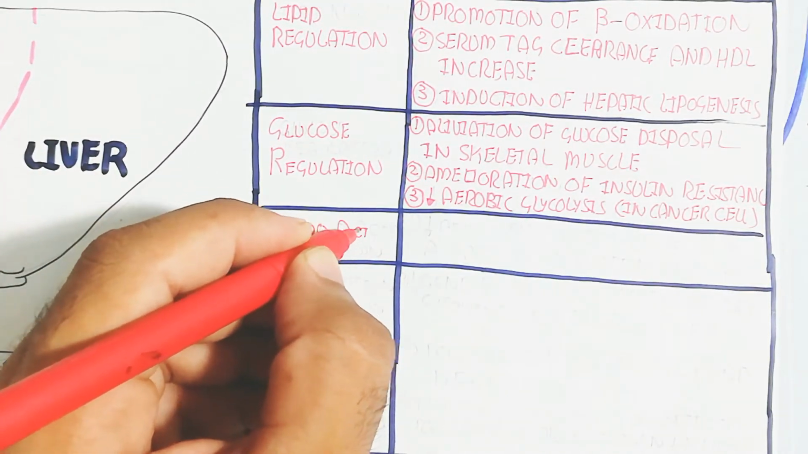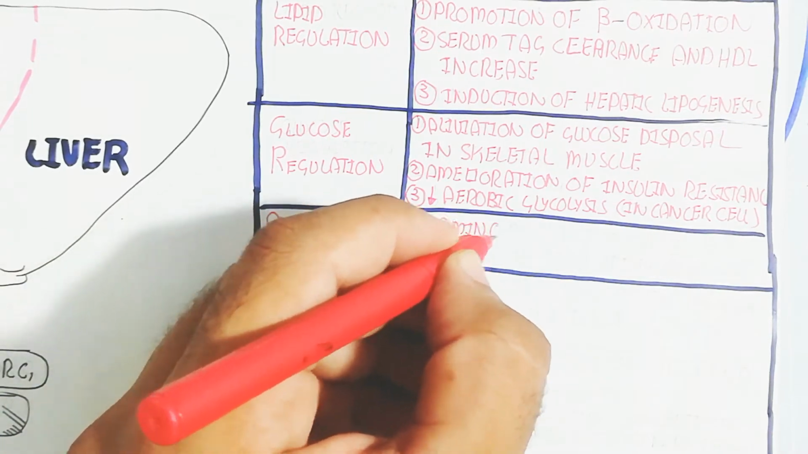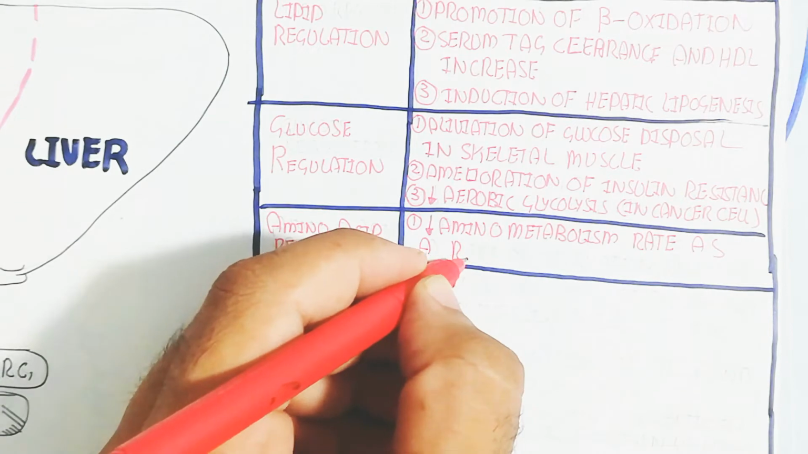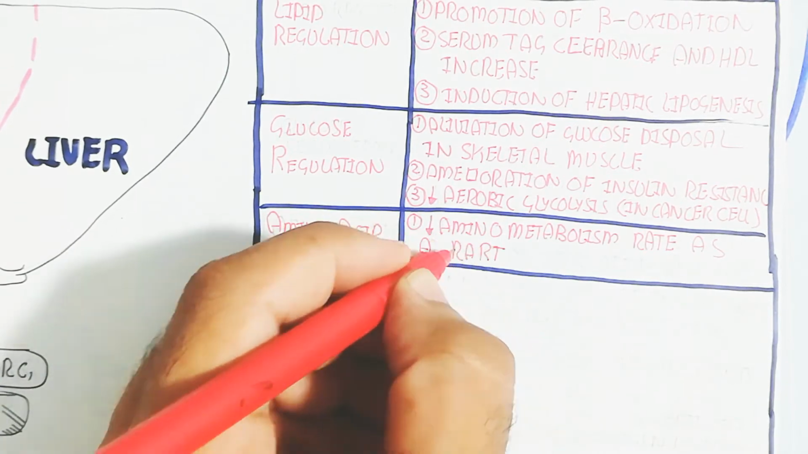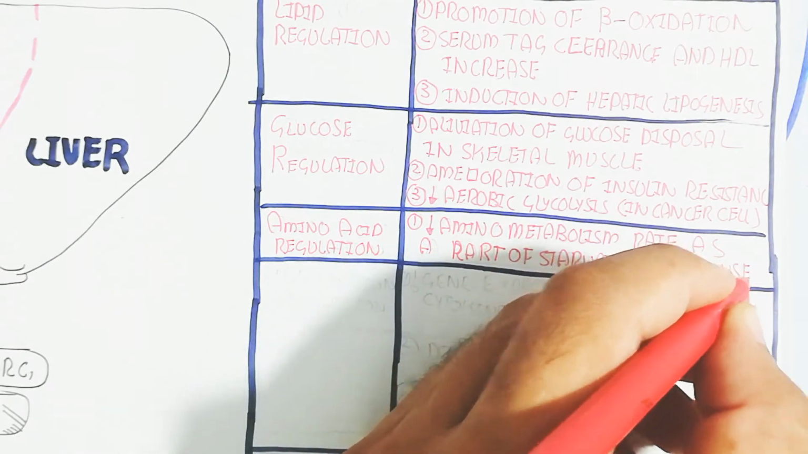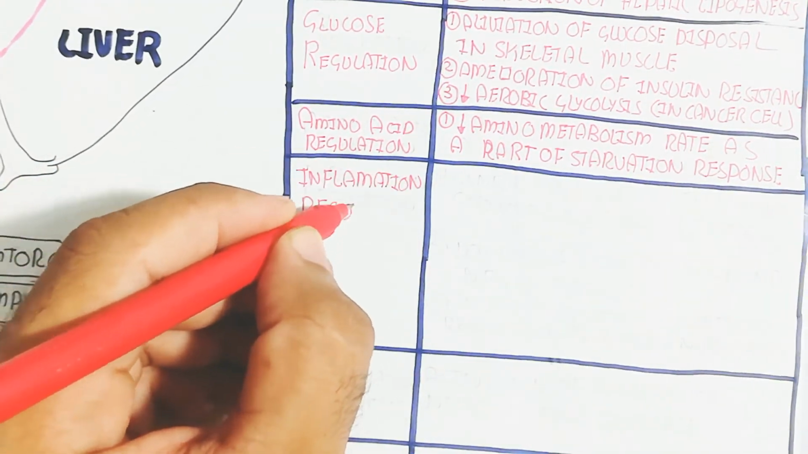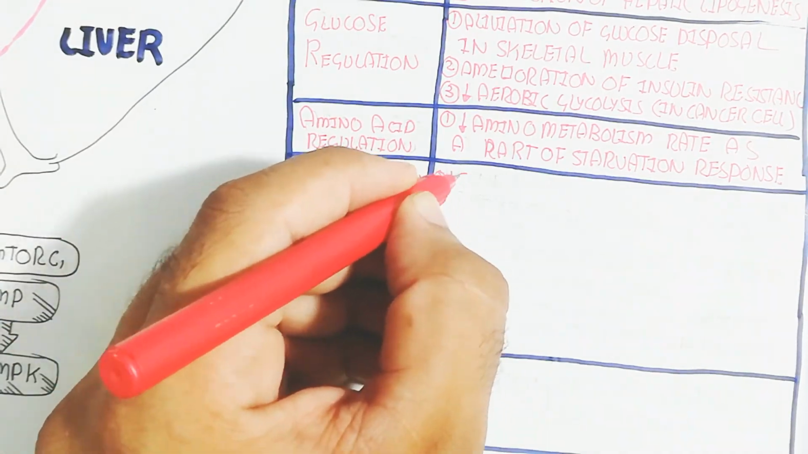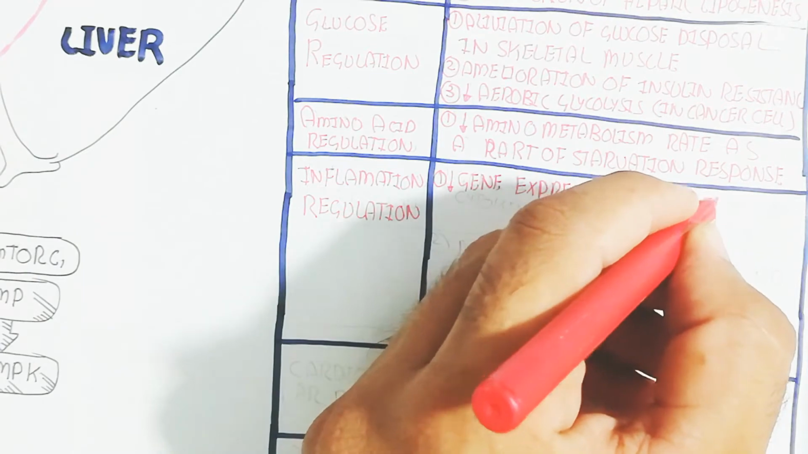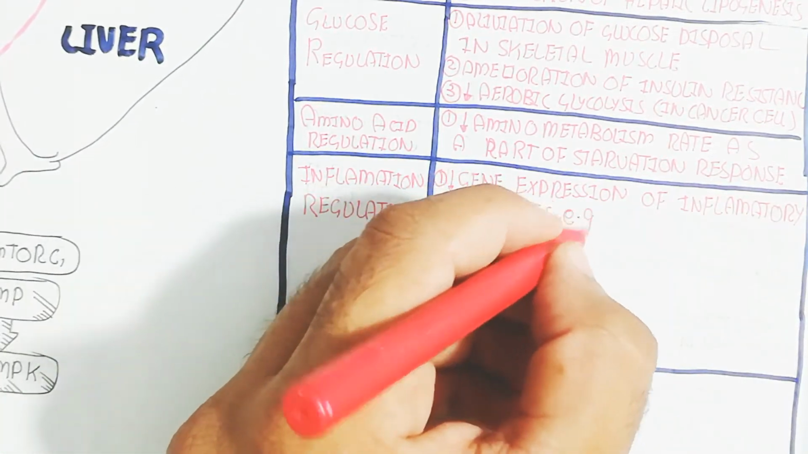Third is amino acid regulation: the decrease of amino acid metabolism rate as part of the starvation response. In this way, the protein will not be broken down into amino acids, so the protein will be maintained while the glucose and other fat will be used. So that is why the protein will not degrade during the fasted state.